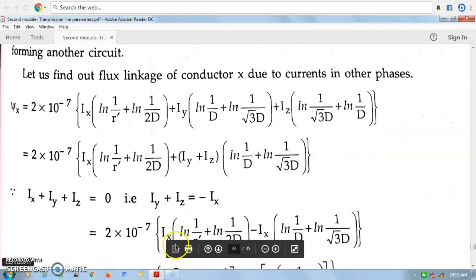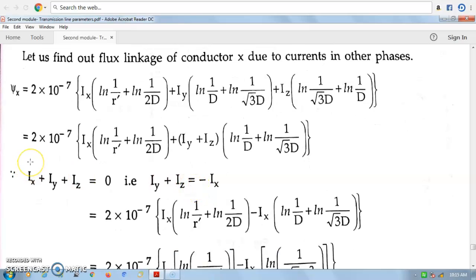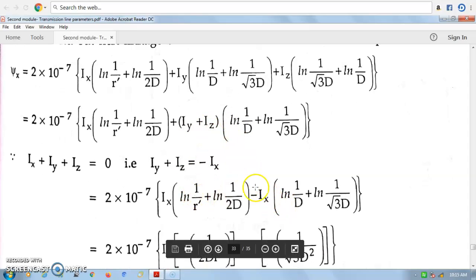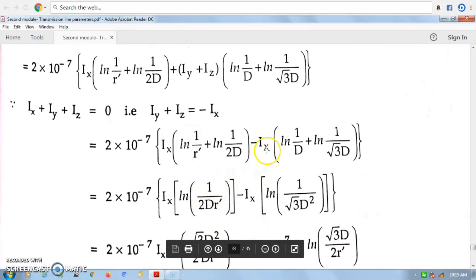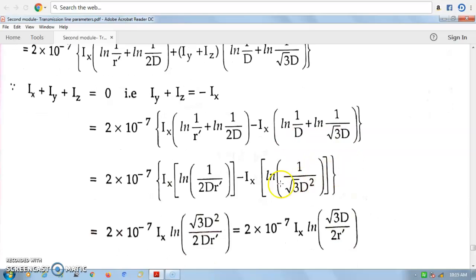So next, see here, Iy and Iz terms on both sides are the same. Take them common here, make it Iy plus Iz. As you know, for the symmetrical condition we have to assume that the currents Ix plus Iy plus Iz is equal to 0. Therefore Iy plus Iz is equal to minus Ix. Substitute here and take Ix common. Ln plus ln, so multiply: ln of 1 divided by d into 1 divided by root 3d, which gives ln of 1 divided by root 3d square.